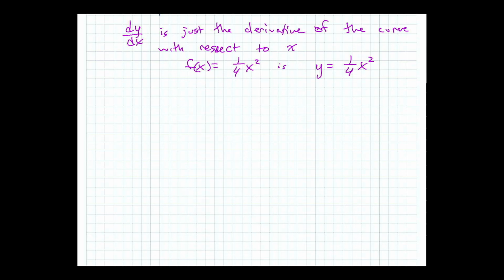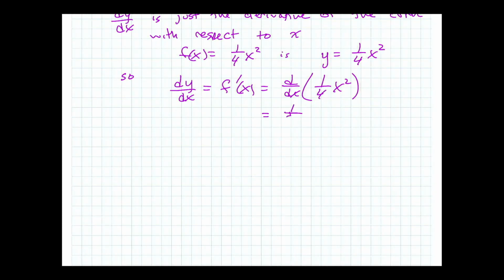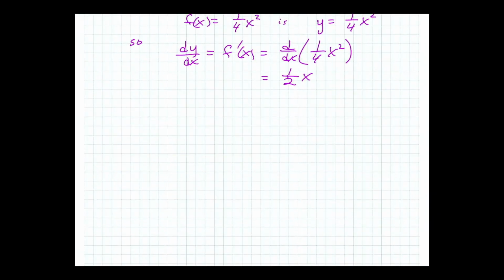So dy dx, or f prime of x, whatever you want to call it, is just the derivative of this function. You're just going to take the derivative of 1/4 x squared. Derivatives are easy, so we just do the power rule. The 2 comes down in front. Looks like we're going to have 1/2 x. So that's your derivative.